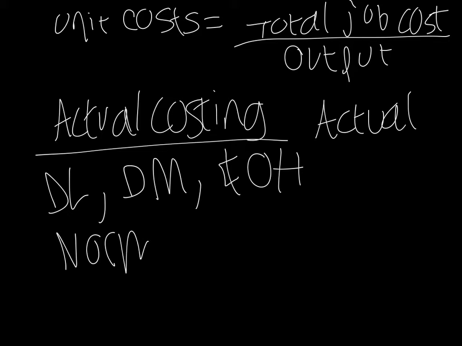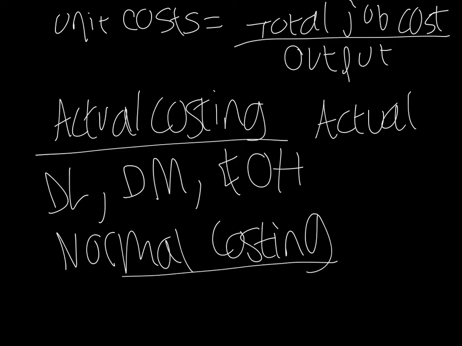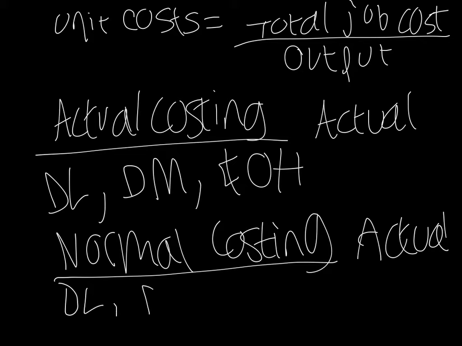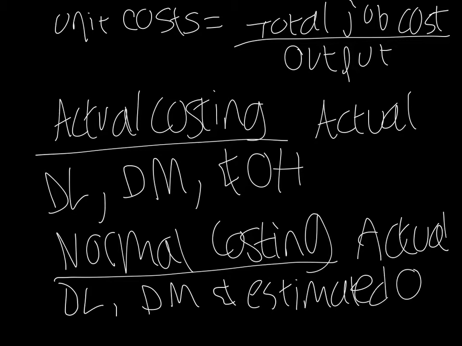Also, there is normal costing, which has actual direct labor, direct materials, and an estimated overhead. The estimate is determined by approximating this year's overhead at the beginning of the year. Next, I am going to describe how to calculate normal costing.